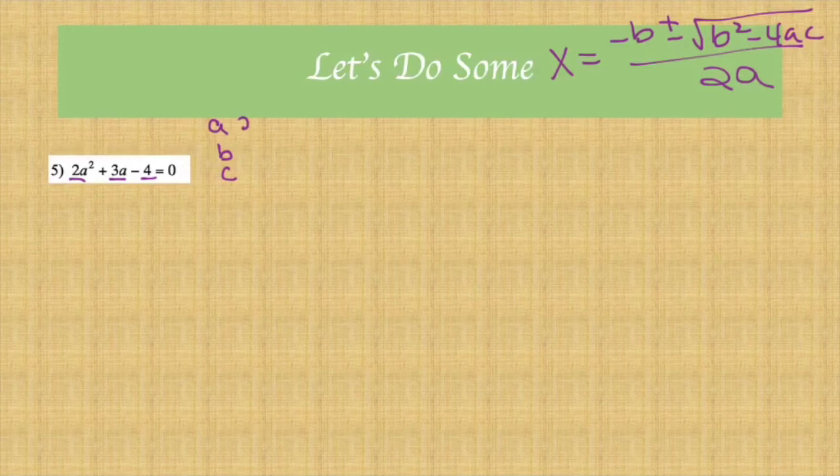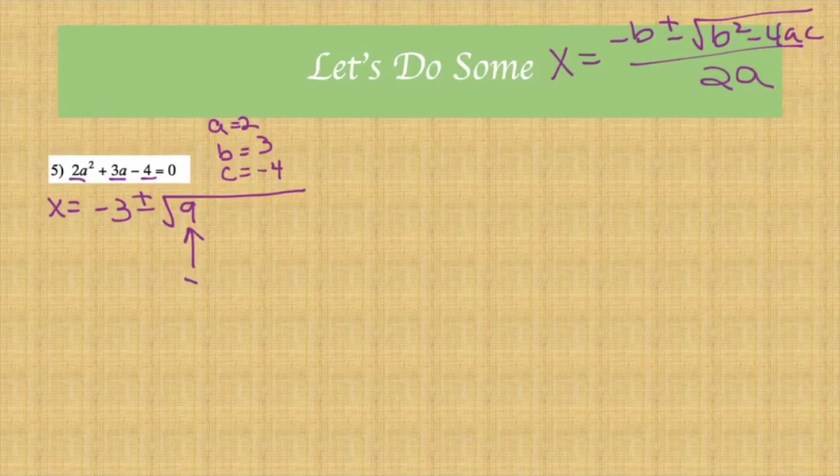So we're going to have 2, 3, and negative 4. We're going to start over here. X equals negative b, which is right here. B is 3, so we'll have negative 3 plus or minus the square root of b squared, so we're going to have a 9. I hope you've noticed that this number will always be positive, always positive, because we're going to square something. B squared minus 4 times a, which is the 2, and c, which is the negative 4, all over 2a, which is 2.